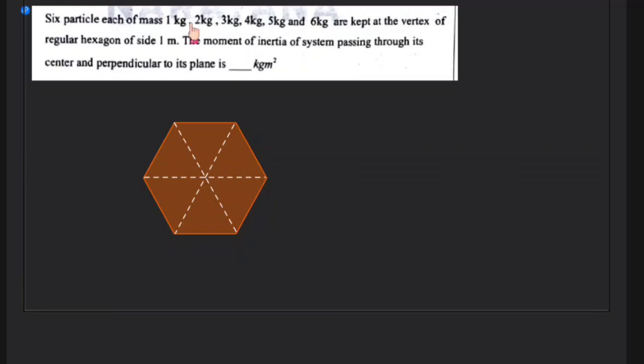So 6 particles, each of mass 1 kg, 2 kg, 3 kg, 4 kg, 5 kg and 6 kg, are kept at the vertices of a regular hexagon of side 1 meter. The moment of inertia of the system passing through this center and perpendicular to its plane is an easy question. So there is a 1 kg here, right? This is 1 kg, this is 2 kg, this is 3 kg, this is 4 kg, this is 5 kg and this is 6 kg.